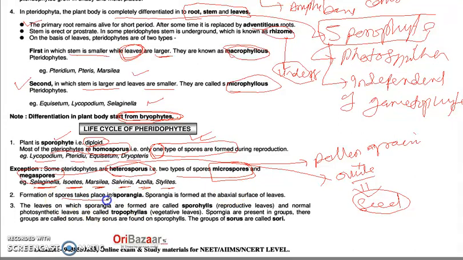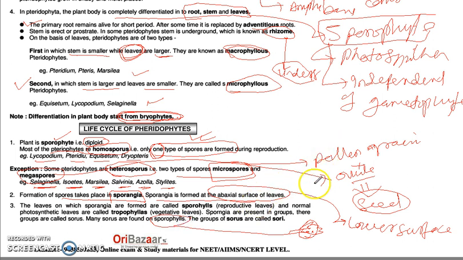Normally the formation of spores takes place in sporangia, and sporangia are formed on the abaxial surface of the leaves, meaning on the lower surface of the leaves. Suppose this is the leaf, and on the leaf we find the sporangia. The sporangia present on the leaf are called sporophylls, and a group of sporangia is called sori. What are sori or soros? A group of sporangia. Now friends, let us move to the next part.